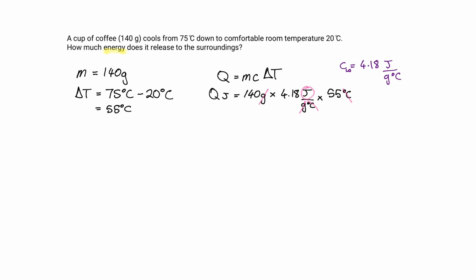Now we can just plug our equation into the calculator and we get 32,186 joules. Our units on both sides work, and we end up with the correct answer. We could also write this as kilojoules, which I'll do below, which is Q is equal to 32.2 kilojoules, which is the same answer, we've just moved the decimal point.